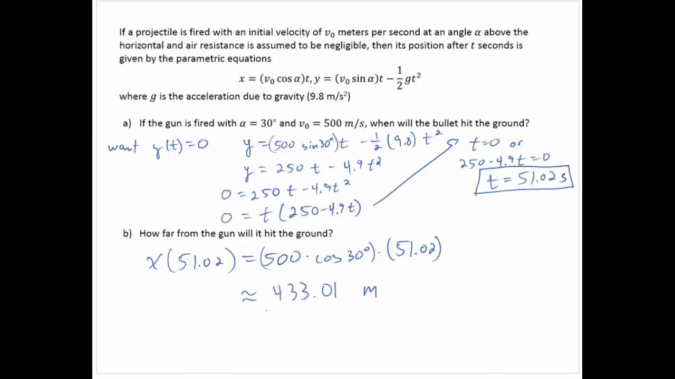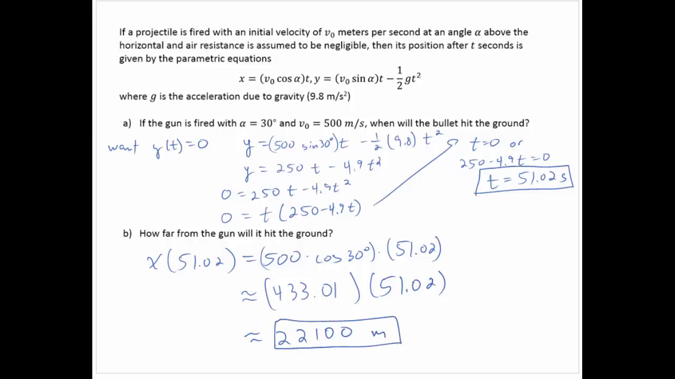Oh, hold on. That is incorrect. The 433.01, that's just 500 cosine 30 degrees. We still need to multiply that by 51.02. And multiplying that by 51.02, that's more reasonable. It's about 22,100 meters. So 22 kilometers. That's much more reasonable.